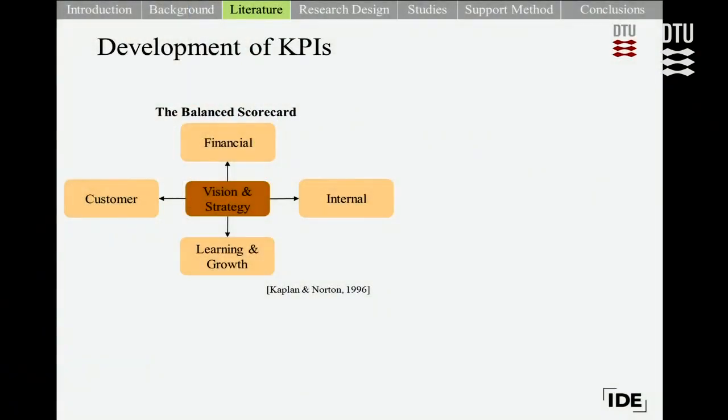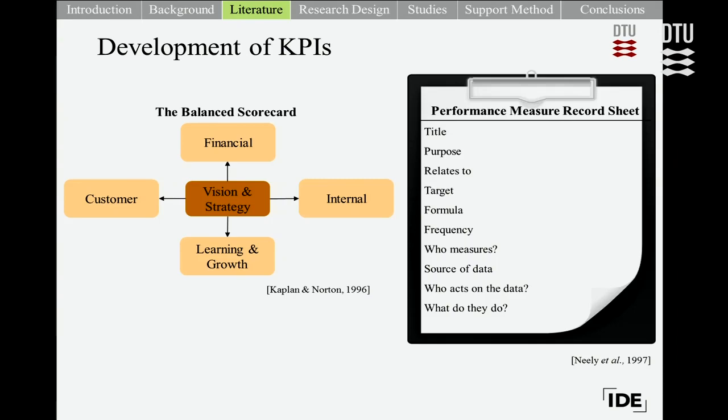To support the development of KPIs, Kaplan and Norton developed the Balanced Scorecard, which consists of four performance dimensions. The first is financial: how do we look to the stakeholders? Customer: how do the customers see us? Internal: what must we excel at in the company? And then learning and growth: how can we continue to improve and create value? However, the framework was criticised as it did little to support the actual implementation and operationalisation of the KPIs. As a result, Neely developed the performance measure record sheet.